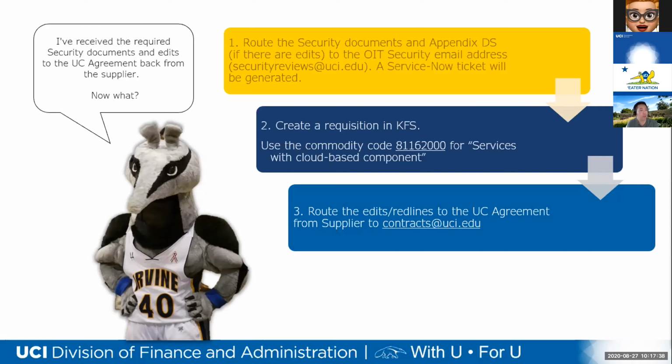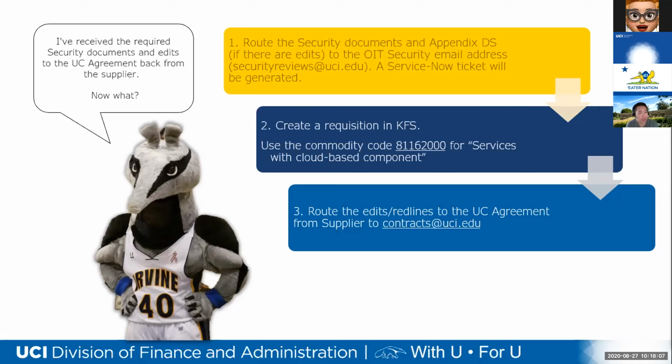We've also implemented a new commodity code for software or services that have a cloud component to it. And many of you have not seen this because if you do a search for software for commodity, this code does not pop up. But please keep in mind, you'll want to use 81162000, or you could do a search in KFS for the word cloud.